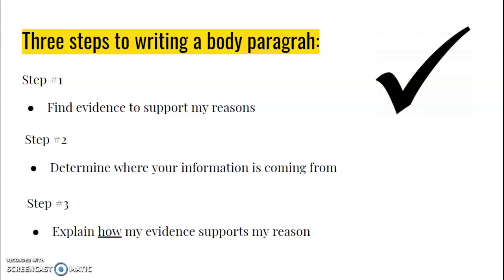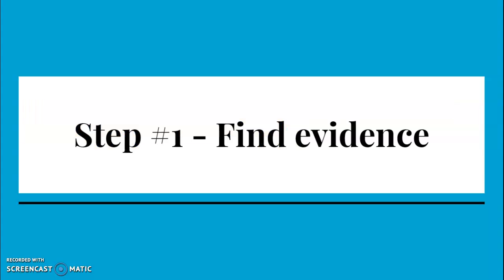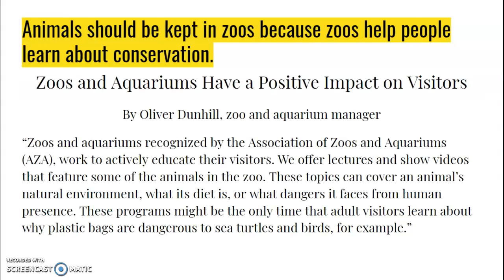So today you're going to look at an example to help you make that connection between what you have to do. So our reason number 1 in our example is that animals should be kept in zoos because zoos help people learn about conservation. So we're going to need to base everything that we do around this first reason. So my first step is to find my evidence. So I'm going to look in my text that I have, and maybe I found this piece of evidence.